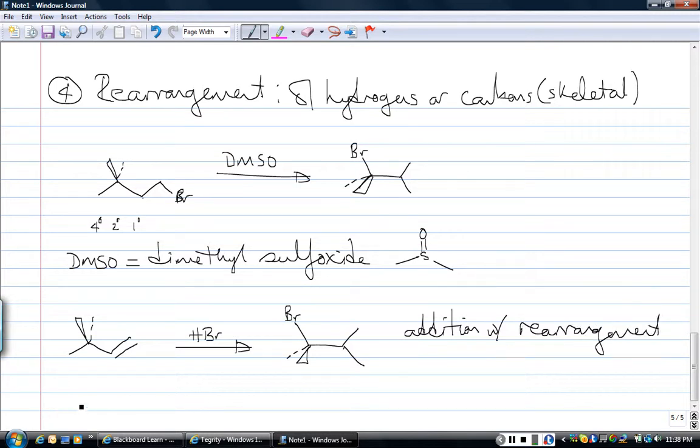Right? And take one more example. If I took this compound, and I'll just keep with the same set, if I had this compound and I treat this compound with, let's say, HBr, okay, I'll end up with this species. This would be a substitution with rearrangement. Okay, I can also have elimination reactions that accompany rearrangement.